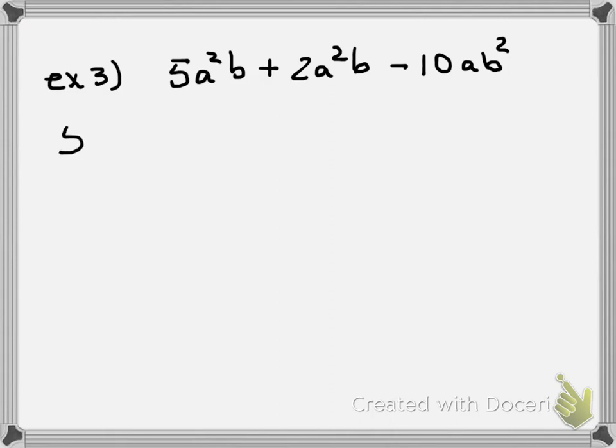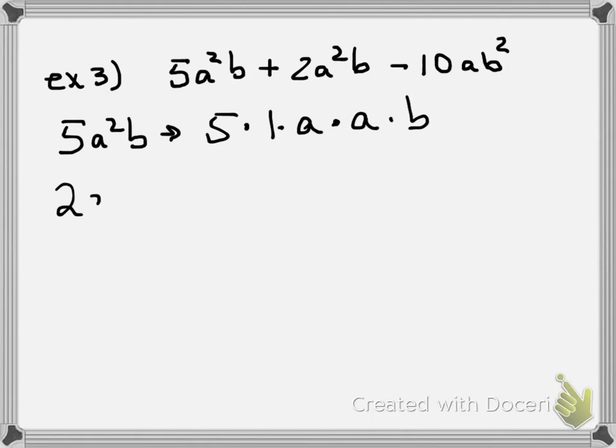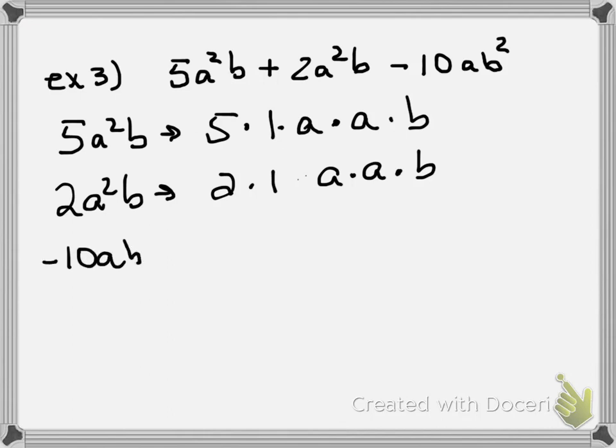Okay, so we do the same thing, 5a squared b. And so I'm going to list those factors. 5 times 1. I have 2 a's, so I'm going to put both a's. I have a b, there's my b. I have 2a squared b, so again it's 2 times 1. I have 2 a's, and I have a b. On the third term, I got a negative 10a squared, ab squared. So that means I have like 5 times 2, and that means I have 1a and I have 2 b's.